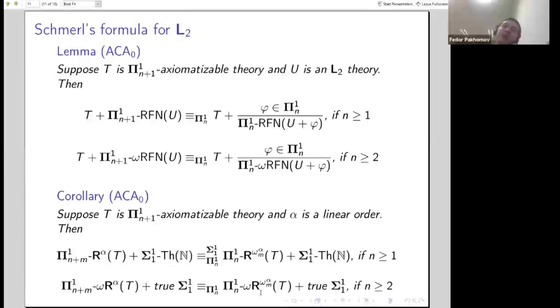So basically, what it's saying is that the Schmerl formula has nothing to do with the fact that Schmerl considered first order arithmetic. It's more to do with the structure: if you just have reflection principles for various levels of some hierarchy, and you have the necessary conservation results, you just obtain this Schmerl formula. So it's a much more universal fact than just a fact about first order arithmetic.